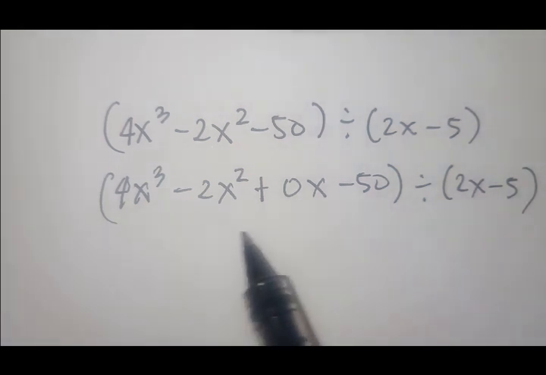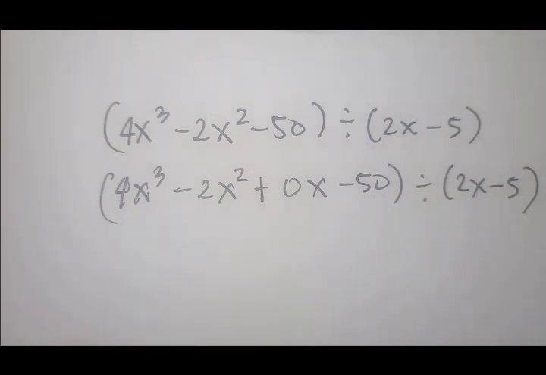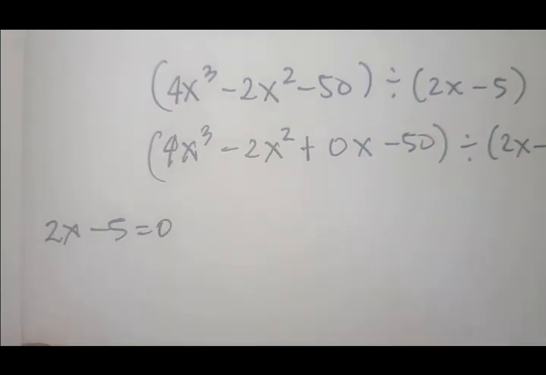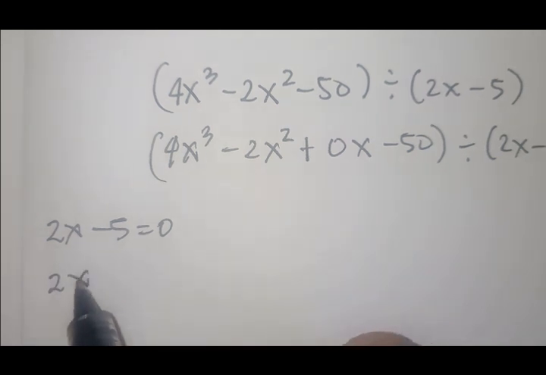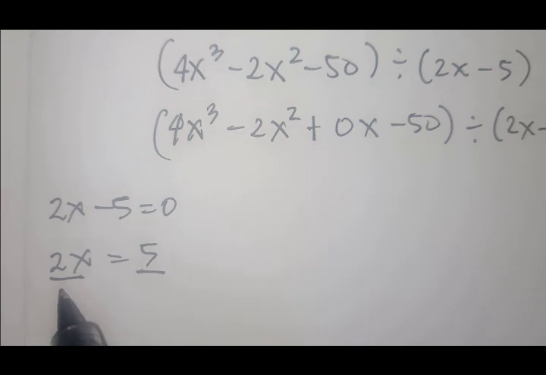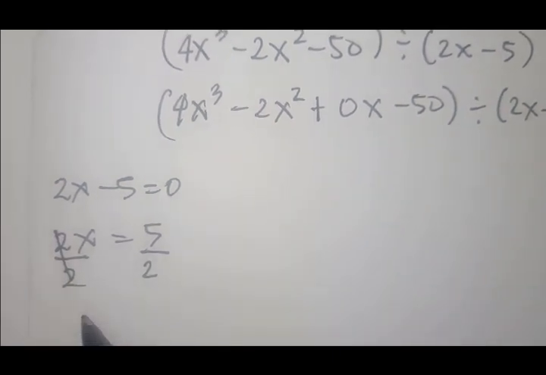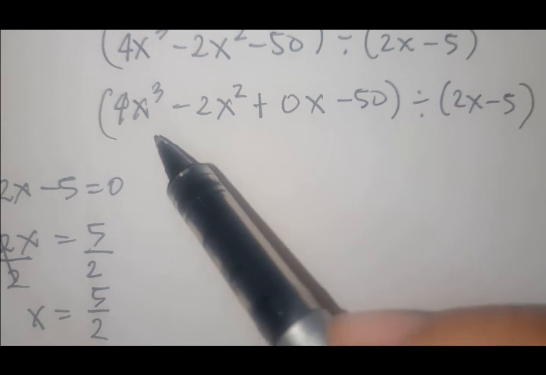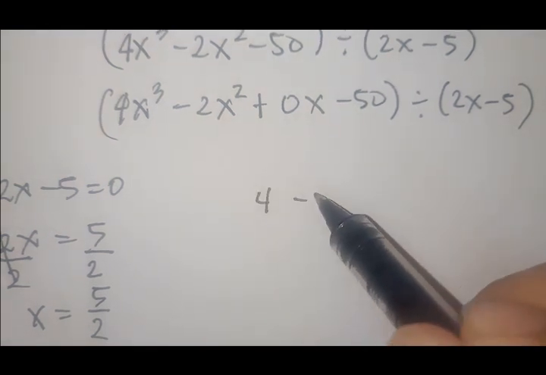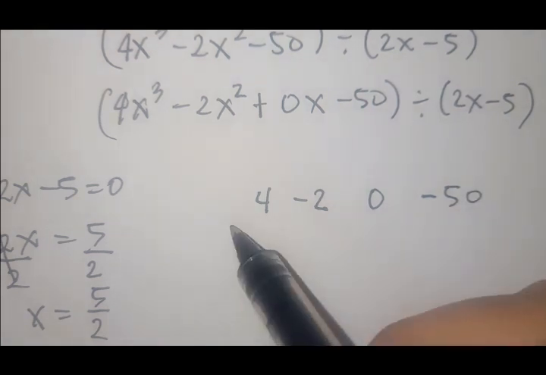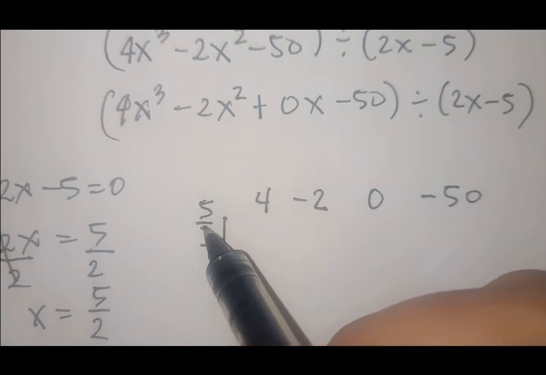Okay? So, okay na yung dividend natin. So, kunin natin yung value ng x using your divisor. So, we have 2x minus 5 equals 0. Transpose natin si negative 5. We have 2x equals 5. So, kailangan mawala yung value kay x, so divide natin both sides by 2. Cancel natin yung 2. Yung x na gagamitin natin ay 5 over 2. Okay? So, fraction. So, kopyahin natin ngayon lahat ng numerical coefficient ng dividend natin. We have 4, negative 2, 0, and negative 50. So, yung nakuha natin na value ng x kanina ay 5 over 2.